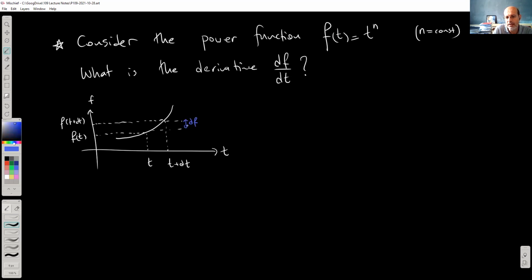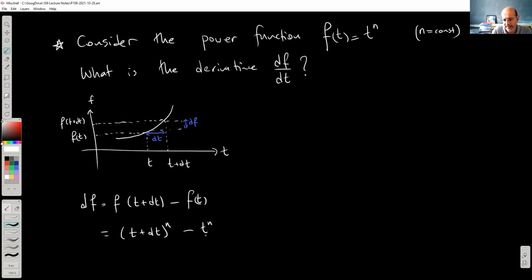We know how to do the calculation. The only difference in here is that this dt is very small. So that's something that I need to take into account, right? So I need to just compute df. That's the value at time t plus dt minus the value at time t. So I need to take the power of this and then subtract this. So you can see that I need to use the binomial formula in here. And that's basically as simple as this.